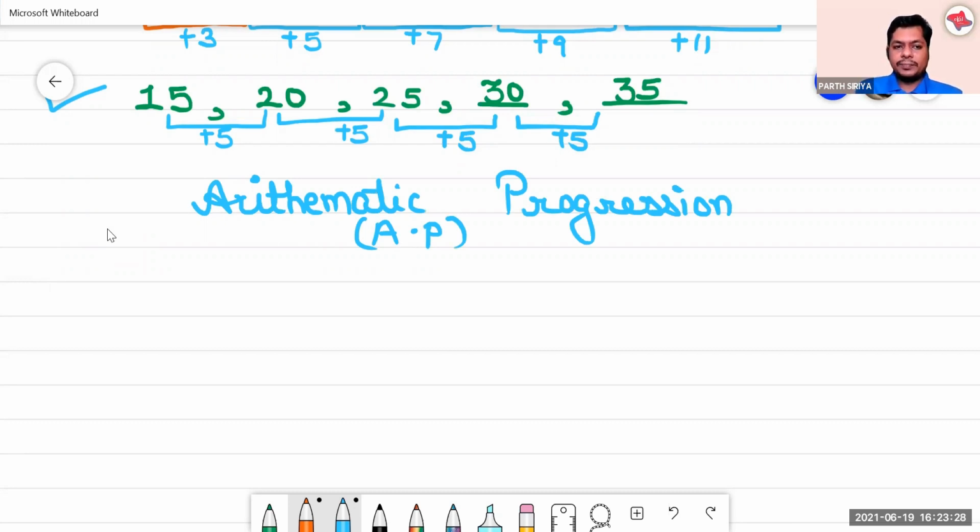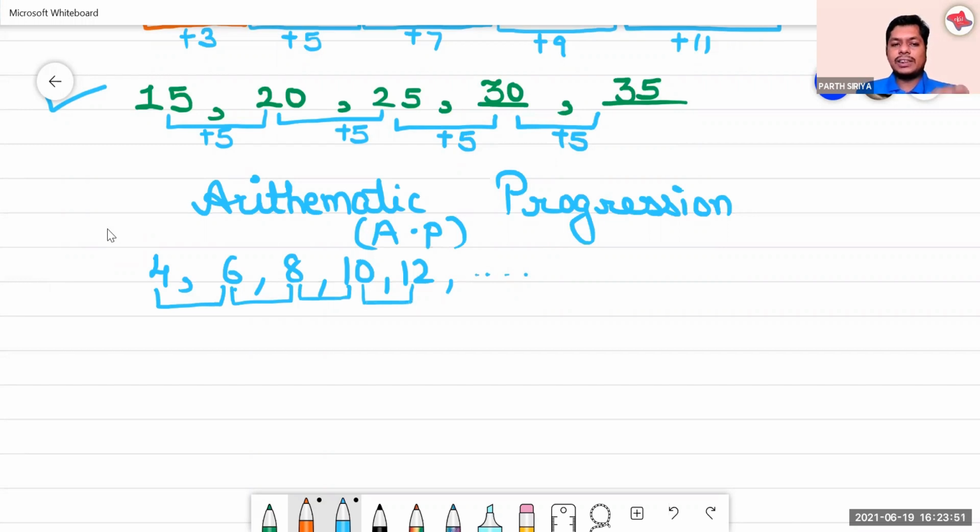Say for example, I'll give you another example. The pattern is 4, 6, 8, 10, 12. So you see the difference between all two consecutive numbers. Between these the gap is of 2. The difference between these two numbers is 2. The distance between these two numbers is 2. Between these also the difference is 2. So they are known as AP.